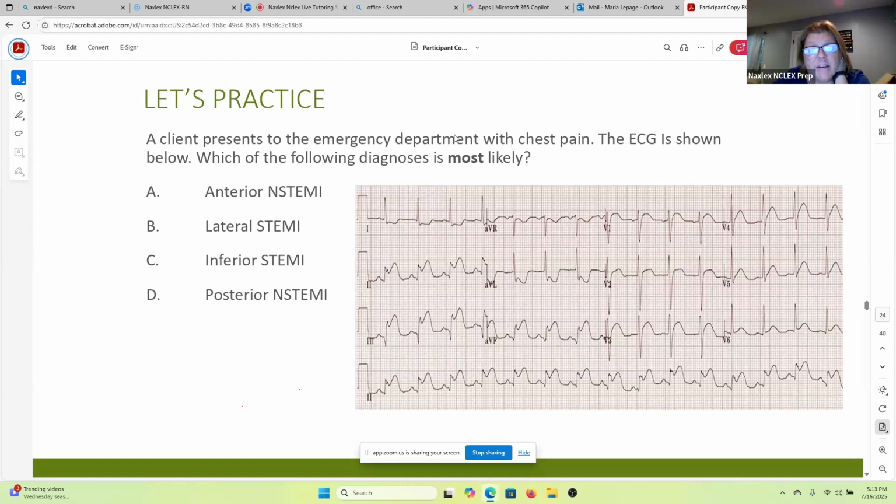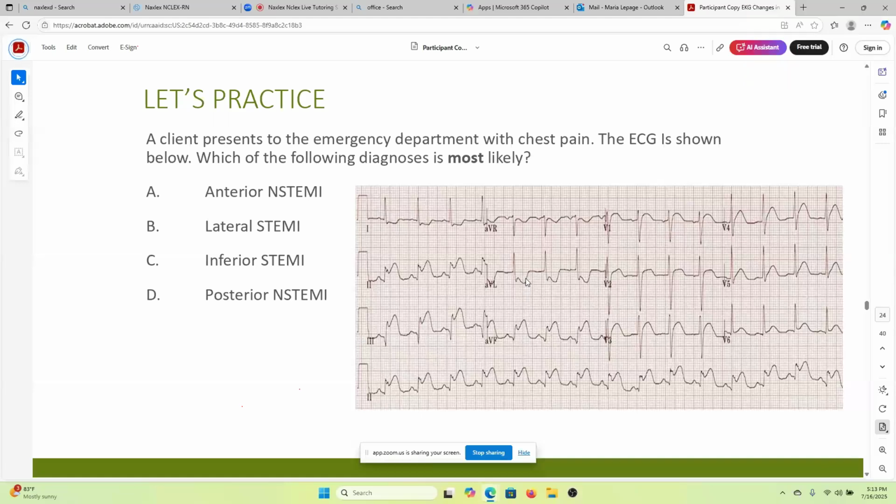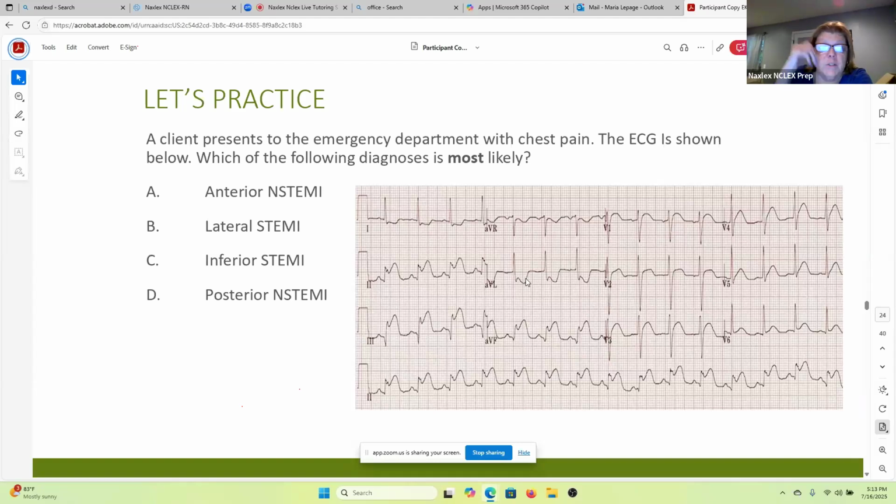it's going to look like that. It's just going to look like that in different leads, because lead 1, lead 2, lead 3, AVR, AVL, AVF are looking at different areas of the heart. It's still going to look like a STEMI with that ST elevation, but the leads that you see it in are going to be different. The answer was C.